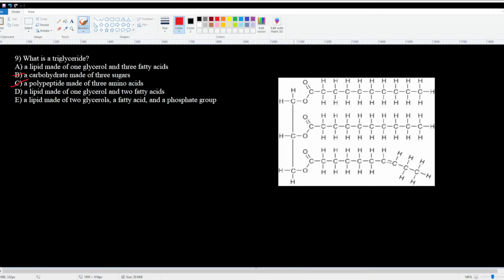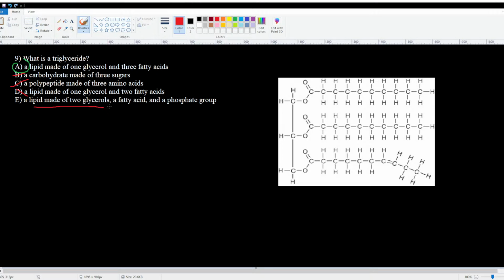So what is this? Glyceride referring to one glycerol, tri referring to three fatty acids. What does that description fit the most? A lipid made of one glycerol and three fatty acids. A lipid made of one glycerol and two fatty acids needs to be more specific. This is going to be wrong, because if we're talking about just two fatty acids, then something else needs to occupy this last linkage within the glycerol.